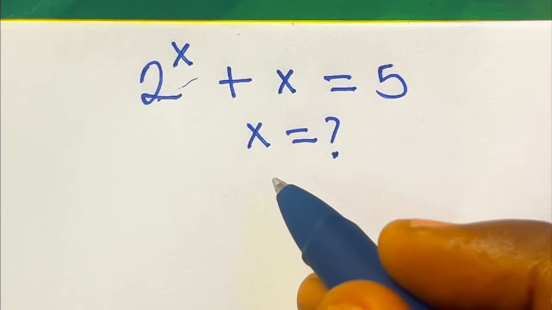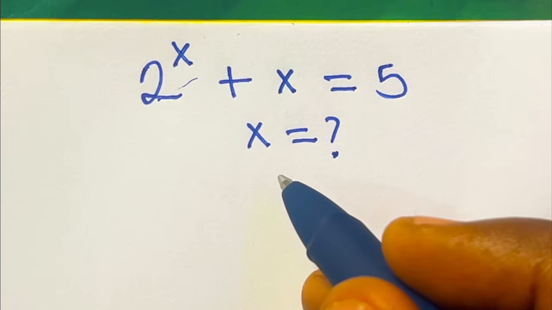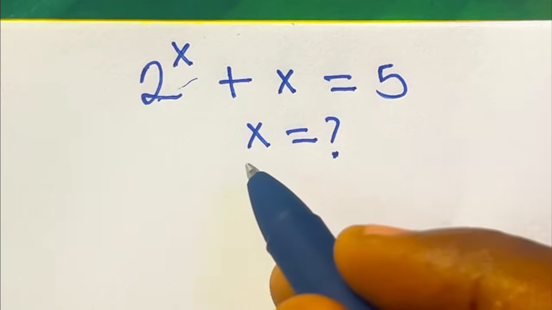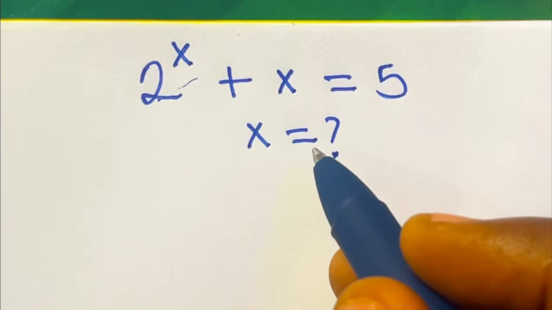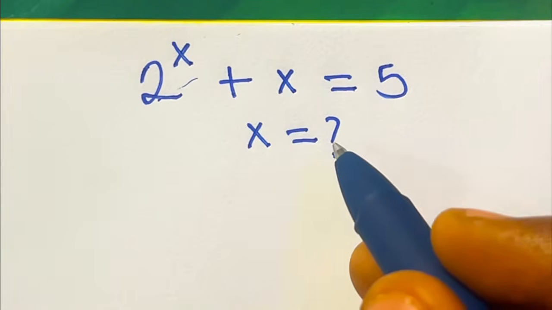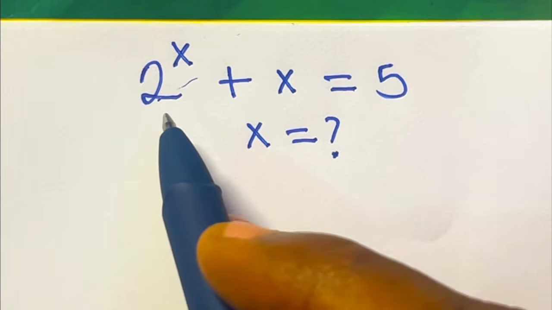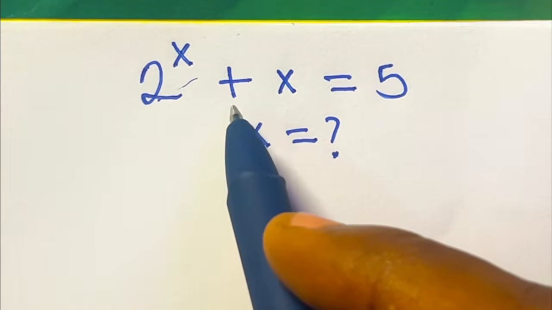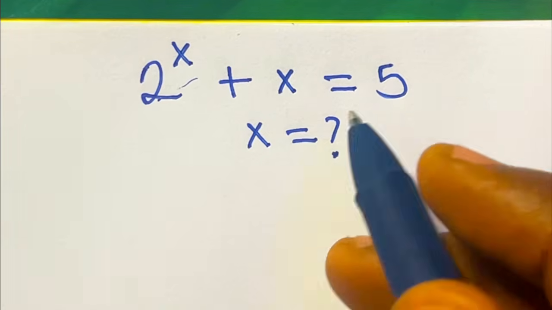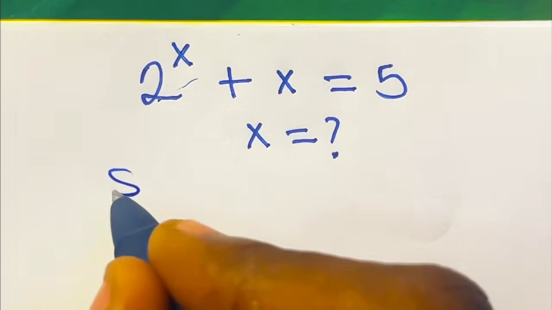We want to solve this nice Alpha University exam, right? So we have this equation. Given at the Alpha University entrance exam, you are required to use the Lambert function. The equation says 2 raised to power x plus x equals 5. We are asked to find x. So guys, let's see the solution.